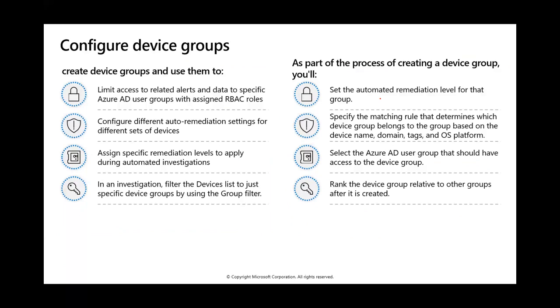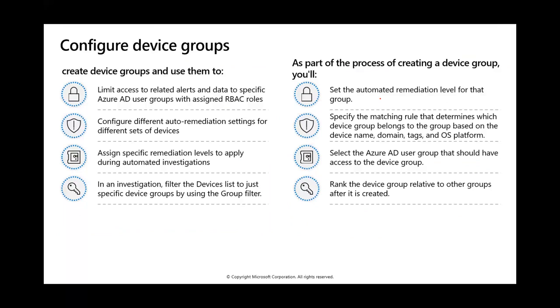We can also create device groups in the context of role-based access control to control who can take specific actions or who can see information by assigning the device group to a user group. And as part of the process of creating a device group, we will set the automated remediation level for the group, specify a matching rule that determines which devices belong to the group based on the device name, select the Azure AD user group that should have access to the device group, and rank the device group relative to the other groups after it is created.